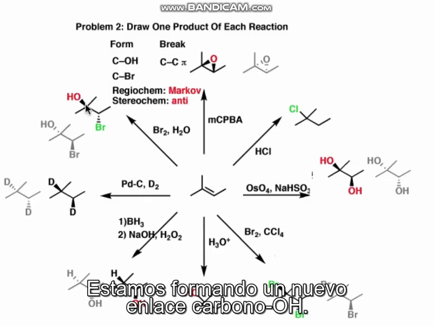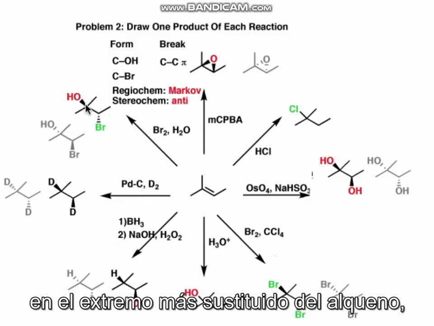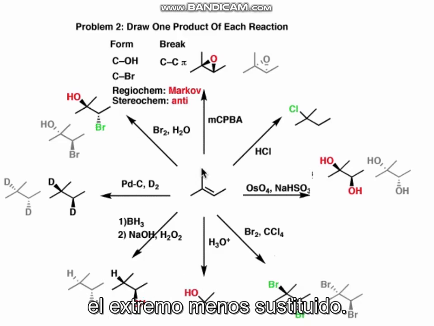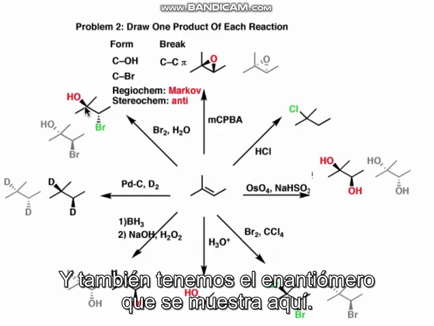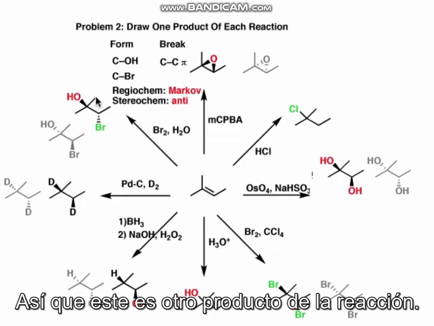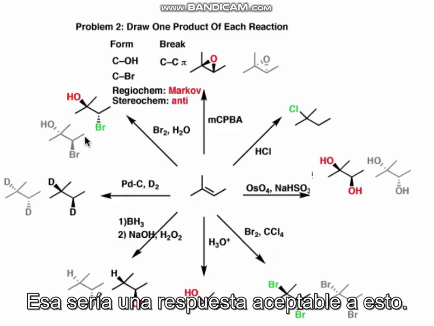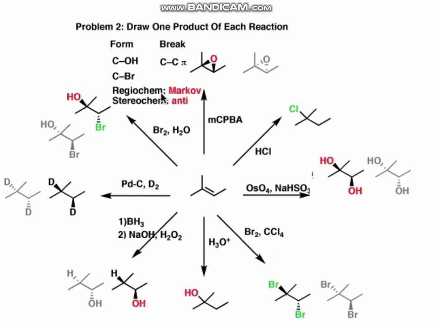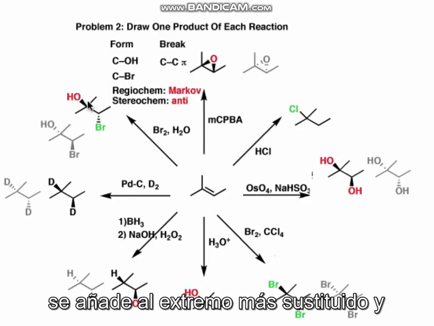We're forming a new carbon-OH bond on the more substituted end of the alkene, and we're forming a carbon-bromine bond on the less substituted end. And we also have the enantiomer shown here. So this is another product of the reaction that would be an acceptable answer to this question. Now, the regiochemistry is very interesting here. It's very important to show that the OH is added to the more substituted end and not to the less substituted end.